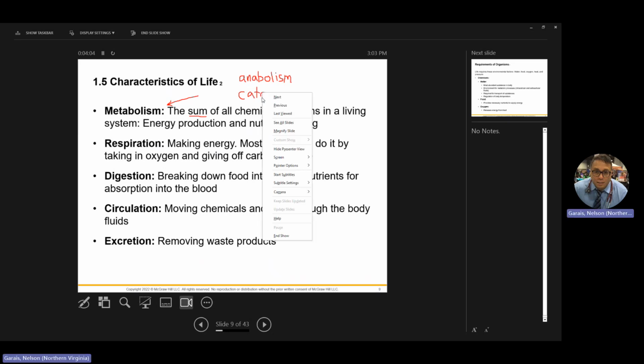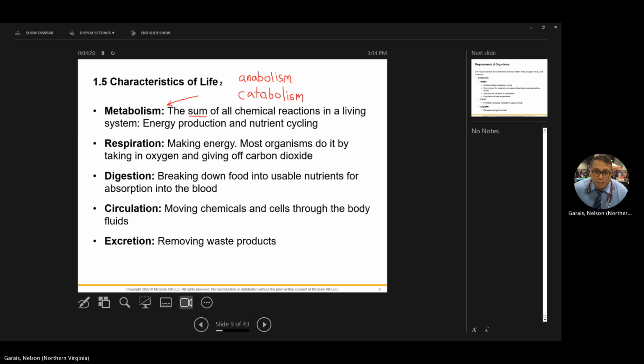And these two things may seem like opposites, but they're going on at the same time in your body. There's parts of your body that's going to be breaking down things, and there's going to be parts of your body that's going to be building up things. The sum of these breaking down and building up reactions, chemical reactions, is called metabolism. So anabolism plus catabolism, metabolism.